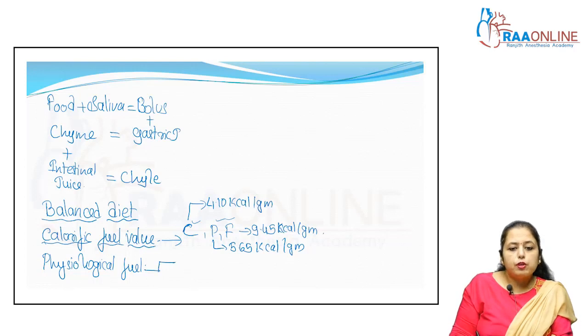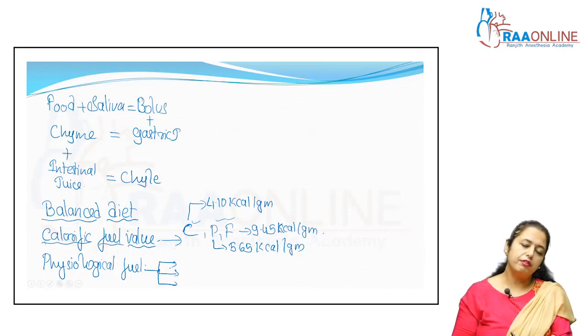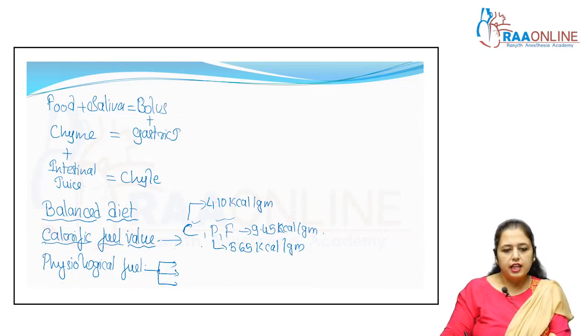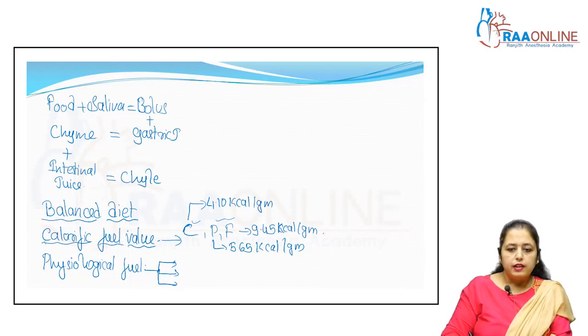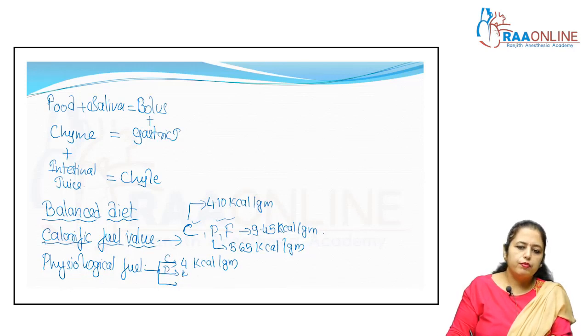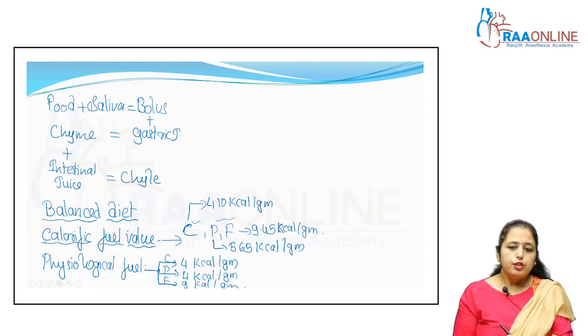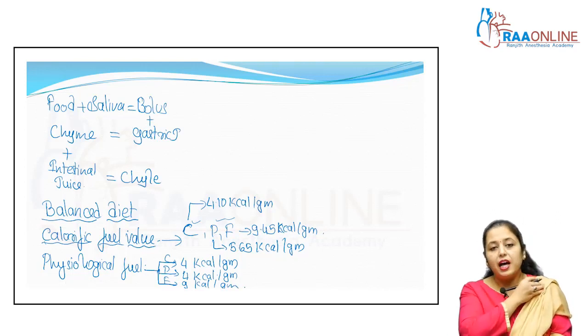But the physiological fuel value is when the oxidation of 1 gram of carbohydrate, protein and fat occurs inside the cell, right? It is 4 kilocalorie per gram for carbohydrate, again 4 kilocalorie per gram for protein, and 9 kilocalorie per gram for fat, right? So this is all about the balanced diet.